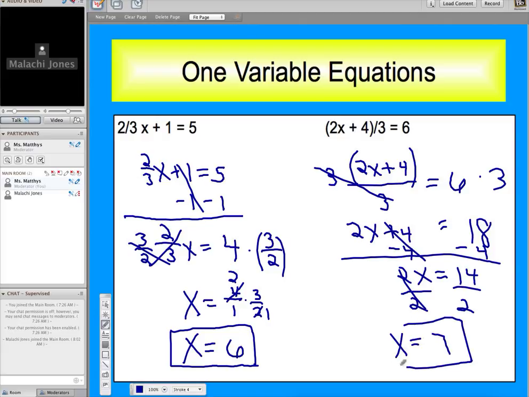Awesome. Okay, so these are your one variable equations, and you rocked it. You did a good job with this. Do you have any questions with one variable equations?